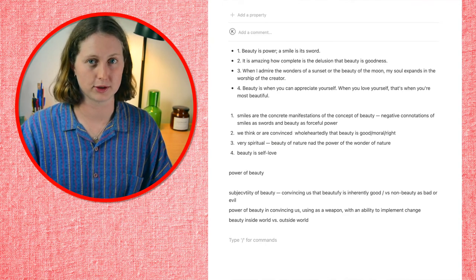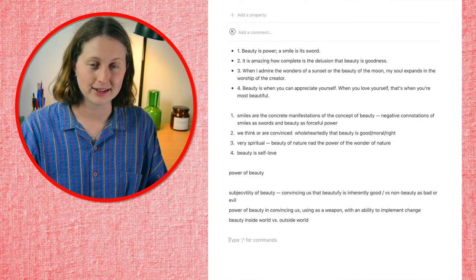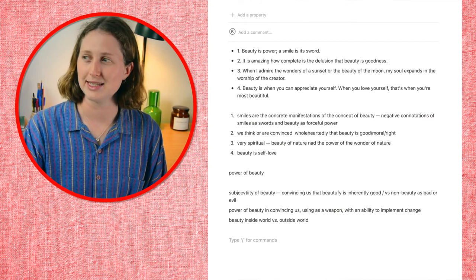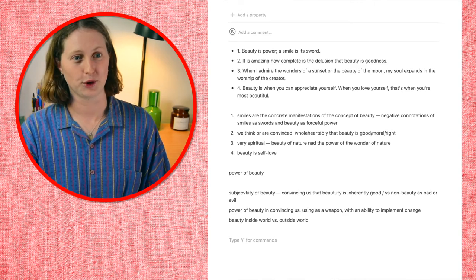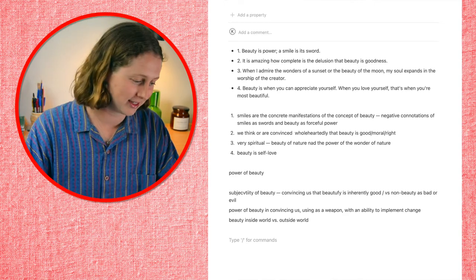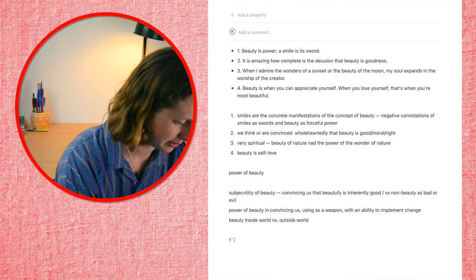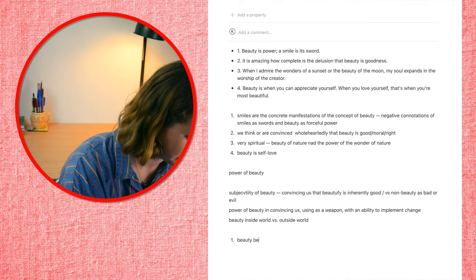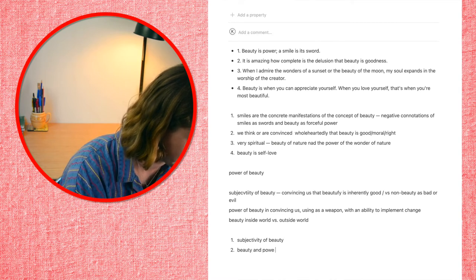I read a book, a great book, Phosphorescence by Julia Baird, an Australian journalist, last year in lockdown, about the wonder and the awe that we find when we're in beautiful places in nature. And I feel like that would be an interesting thing to write an essay about. I could basically write her book, except in the form of an essay. Actually, that's not a bad idea. Okay, so either I'm going to write about the subjectivity of beauty, or beauty and the power of nature.